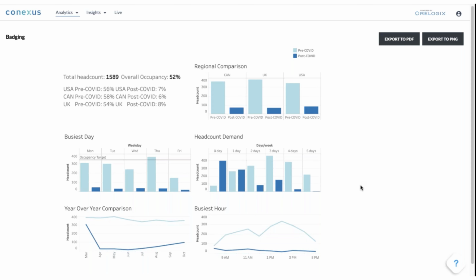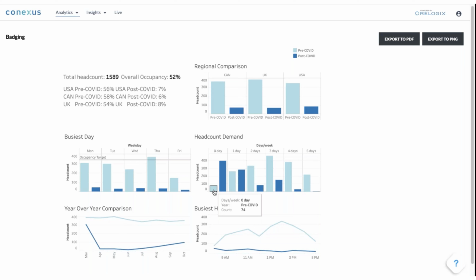And then the other thing that's really interesting is the headcount demand. Again, always looking at it pre and post COVID, you're looking at badging data, at unique card reads per user per day per building, where you can see how many days a week that card comes into the office. And so you're doing the daily counts, and then you're aggregating based on the number of days a week that you're seeing that card.